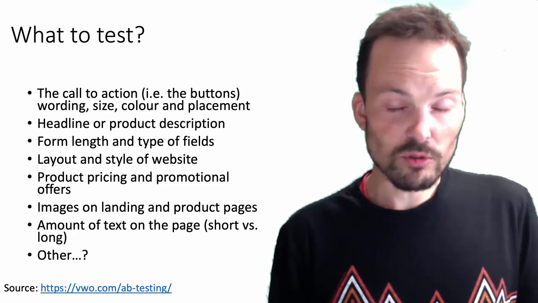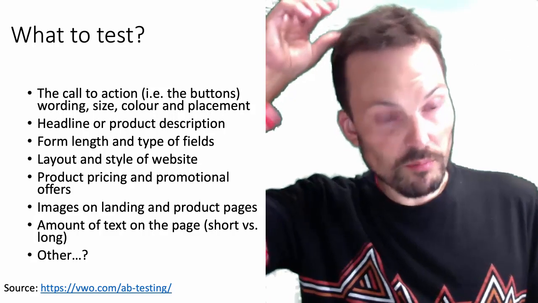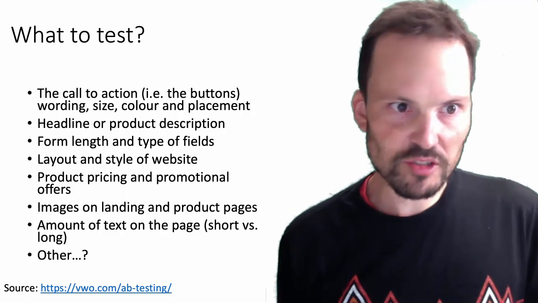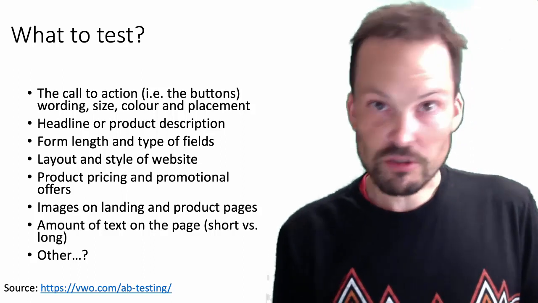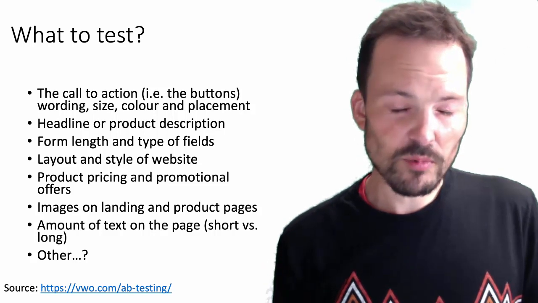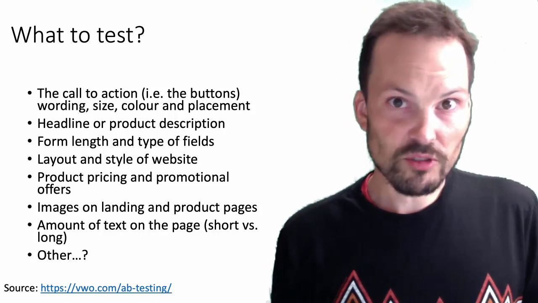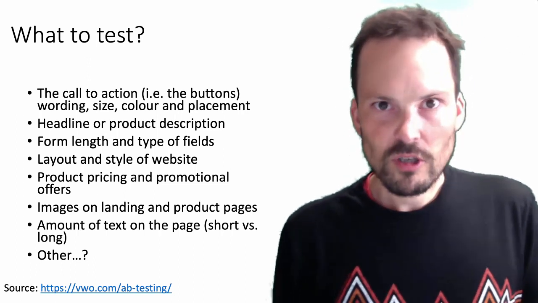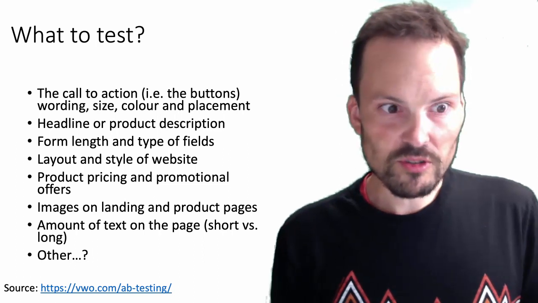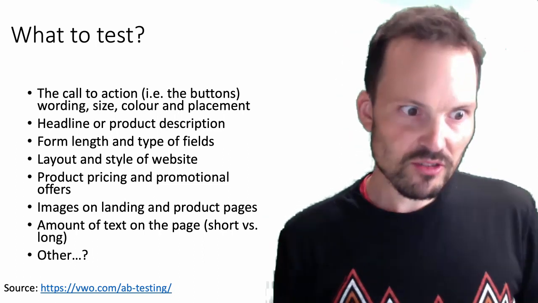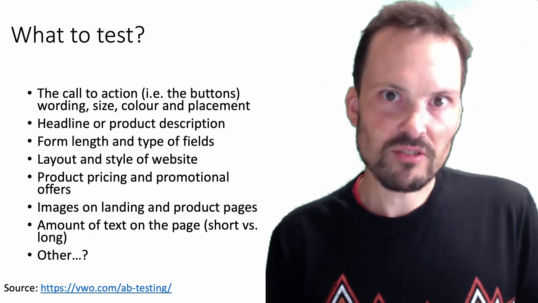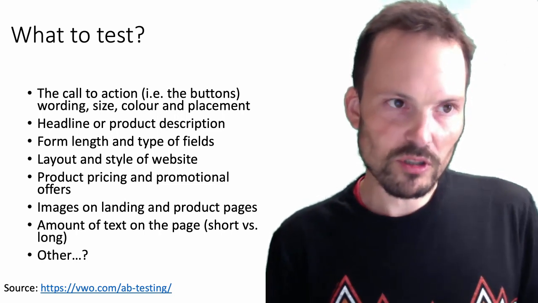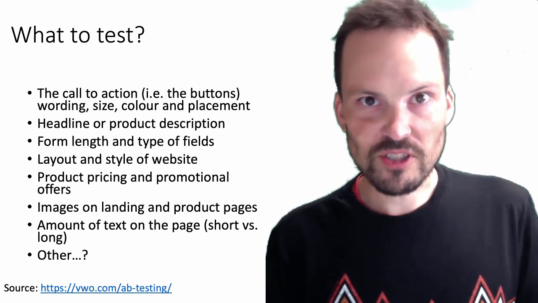You can change the location of your call to action button, for example, where it says add to cart or buy now or whatever it is that you want people to do. Change the location on the site of that button, or change the color of it, the size of it, and so forth. What sort of headlines you are using, product descriptions, use of images, placement of images, how long or short the text is, loads of different things that you can test. There's a link on the slide here where you can look at a website that will give you some more ideas of things that you can test in an A/B test.